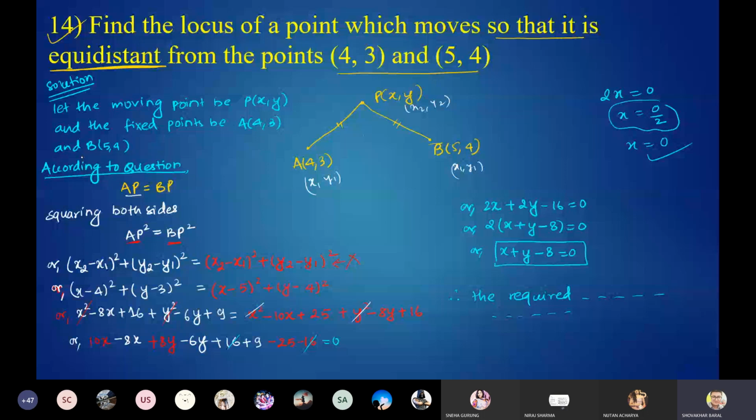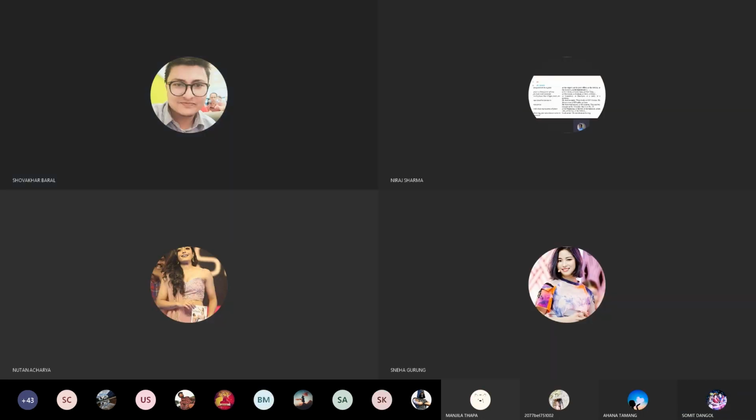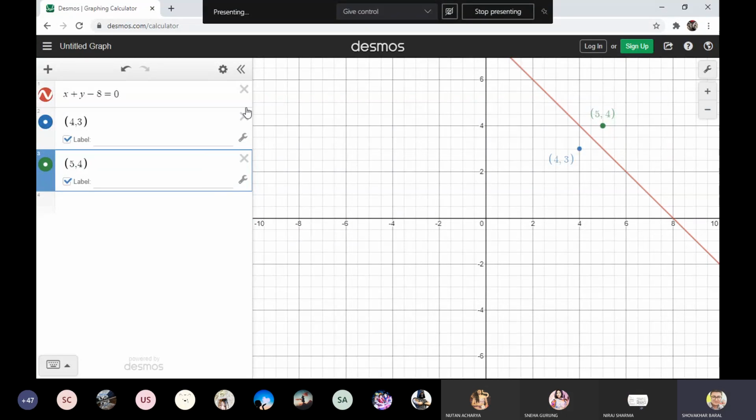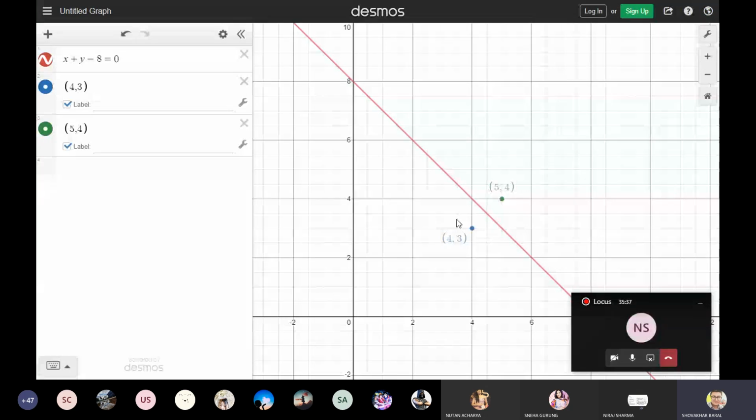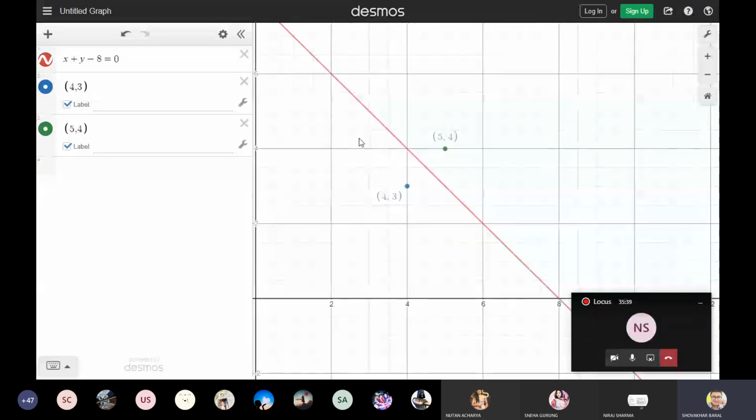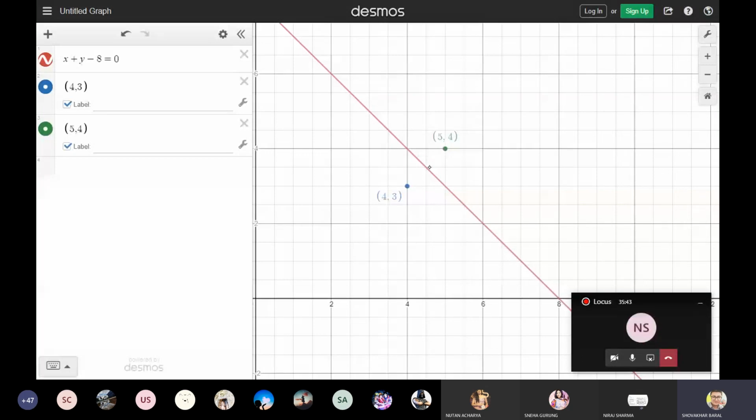Okay, let me show you. I'm going to share the desktop right now. Okay, so see this one. Here x plus y minus 8 equals 0 is our answer, isn't it? So this is the line, x plus y minus 8 equals 0. As I told you earlier, the distance between 4, 3 and 5, 4 must be the same here. Here this is the point 4, 3 and this is the point 5, 4.